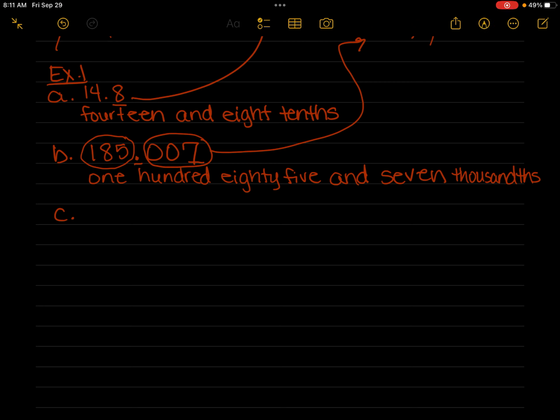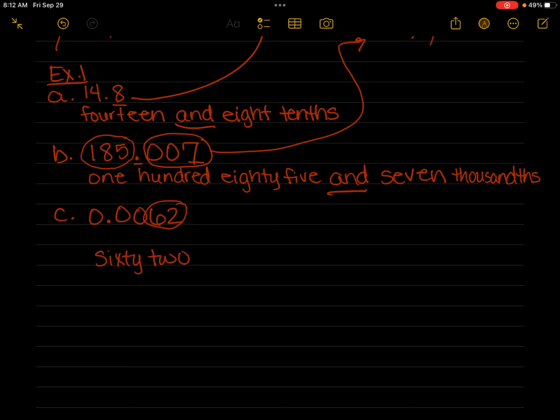Okay, C, we have 0.0062. Okay, so nothing in front of the decimal, so we don't need to write "and" for the decimal point. We only use "and" to separate the before the decimal and after the decimal. But if you don't have anything before the decimal, we're not going to say 0 and, okay? We're just going to talk about this number. So that number is 62.